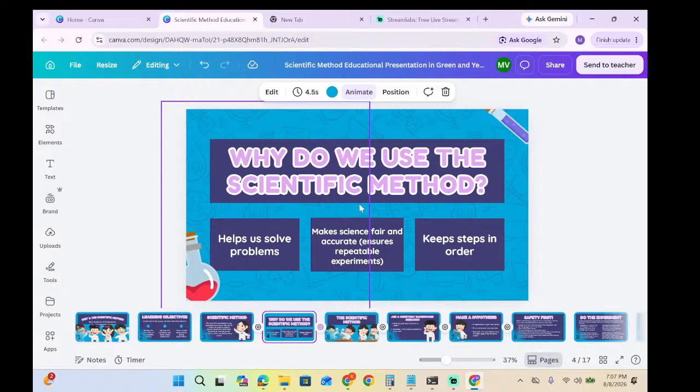We use a scientific method to help us solve problems, make science fair and accurate, ensure repeatable experiments, and keep steps in order. The big thing about the scientific method is that if one scientist is researching an issue and they come across an answer, the idea is that the experiment which they use to get that answer should be repeatable, because that's how we can ensure that their logic and reasoning and whatever conclusion they draw is accurate, it's right, it's correct, it's the truth. So that's why we need to be able to make sure it's repeatable.